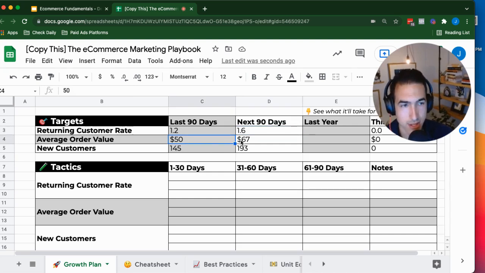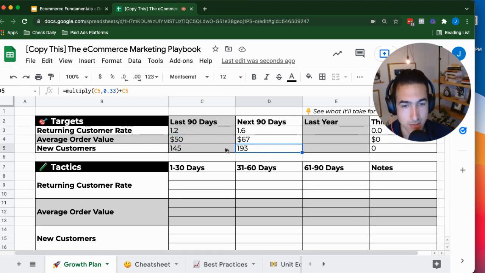Average order value may look like us adding a minimum shipping threshold of $65. We want to get this to 65 plus, so around 67. We can say, hey, if you spend over $65, you get free shipping. We can also do bundles. Imagine if we just do a 2-pack and that takes the AOV to 100. Even if not everybody takes it, it's still going to increase our average order value.